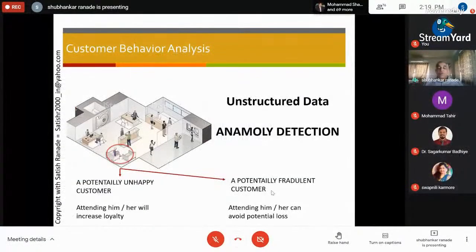So similarly, all of us have been some time or other class monitors. And what do?